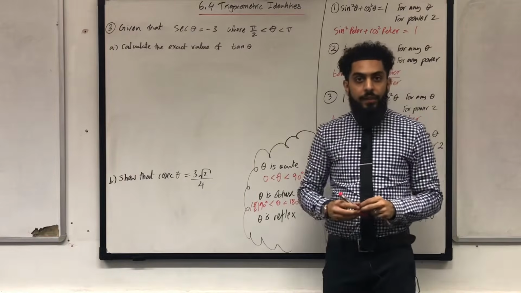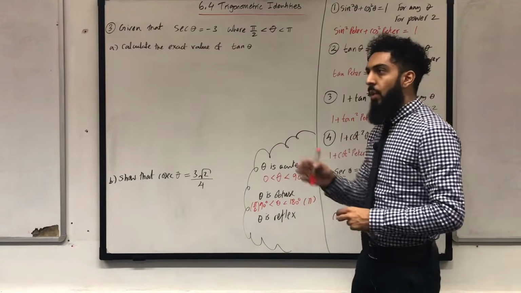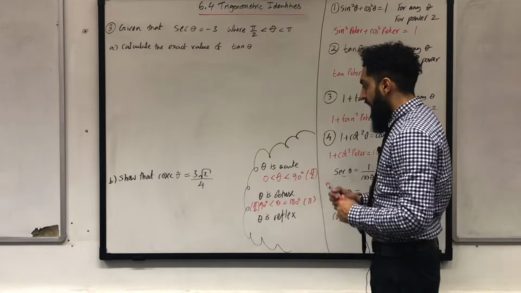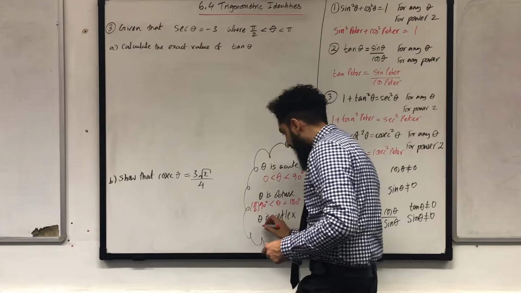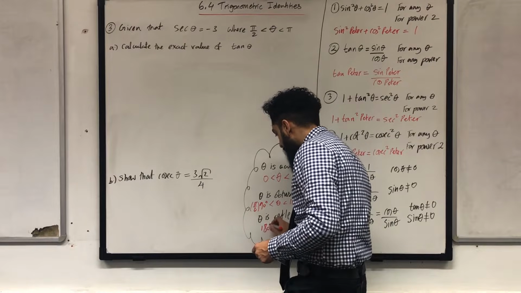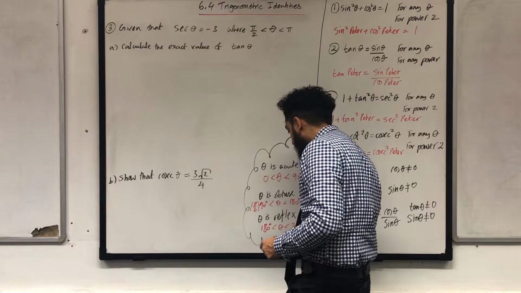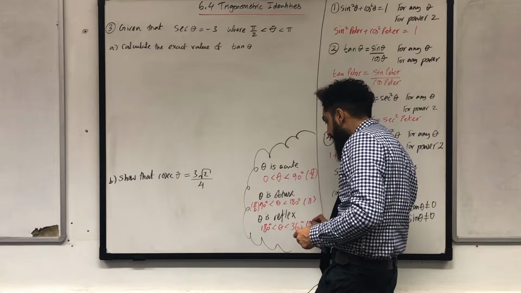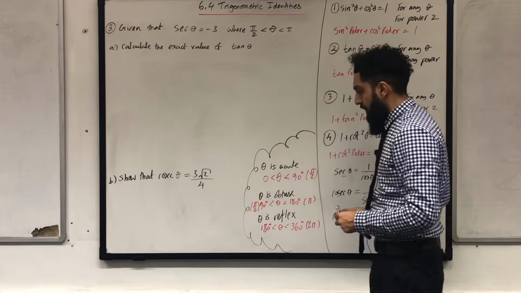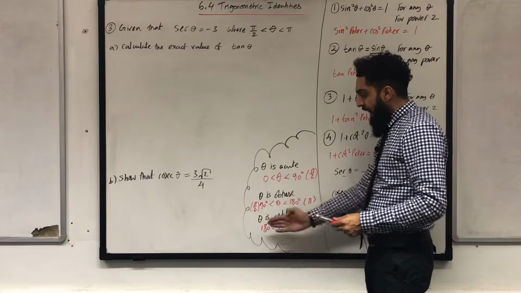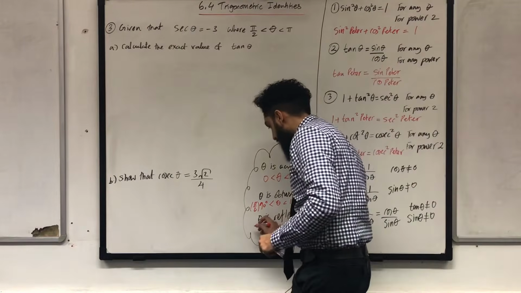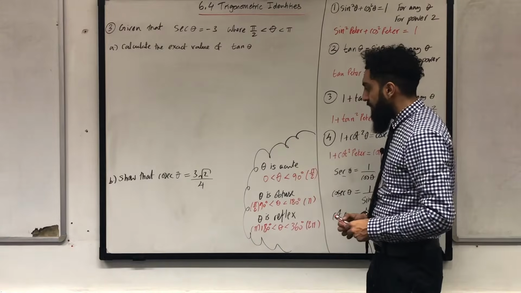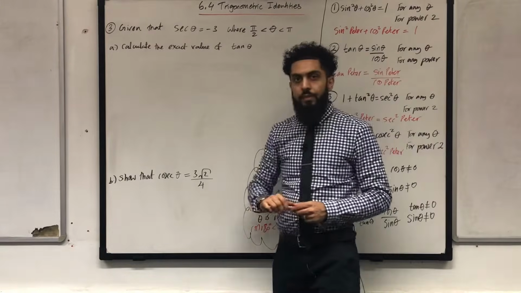If theta is reflex, then that means theta is more than 180 but less than 360. Hence, I can write the following range. Theta is more than 180 degrees but less than 360 degrees. 360 degrees in radians is 2 pi, and 180 degrees in radians, like I said before, is pi. Okay, right, so that was very important. Let's go back to the question.